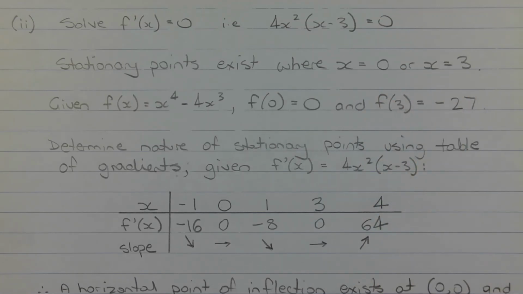Now the y coordinates that correspond to x equals 0 and x equals 3 can be found by evaluating f of x equals x to the power of 4 minus 4x cubed at these values of x. So when x is equal to 0, f of 0 is equal to 0, and when x is equal to 3, f of 3 is equal to negative 27. So stationary points exist at 0, 0 and 3, negative 27.